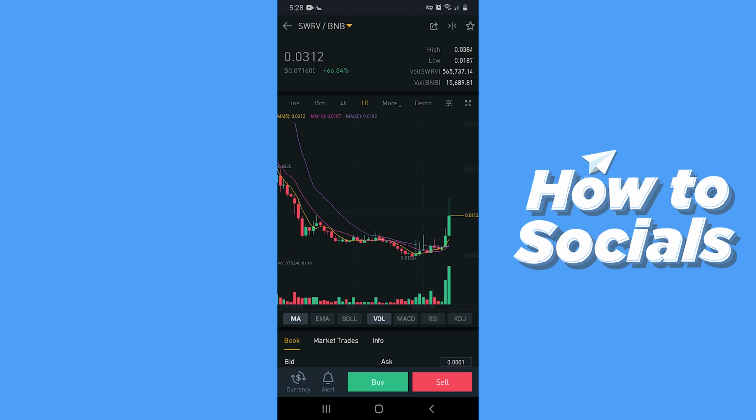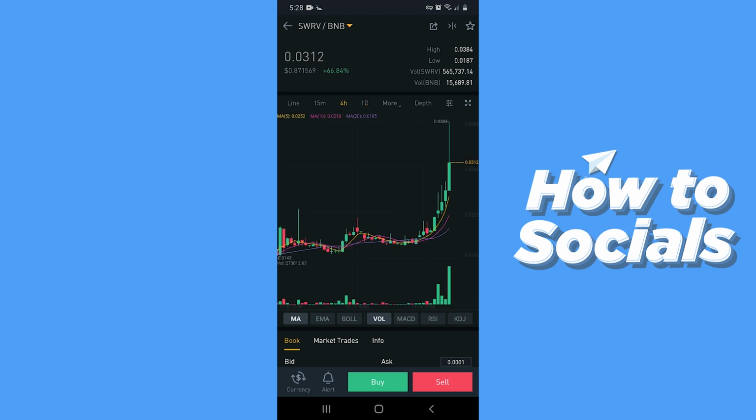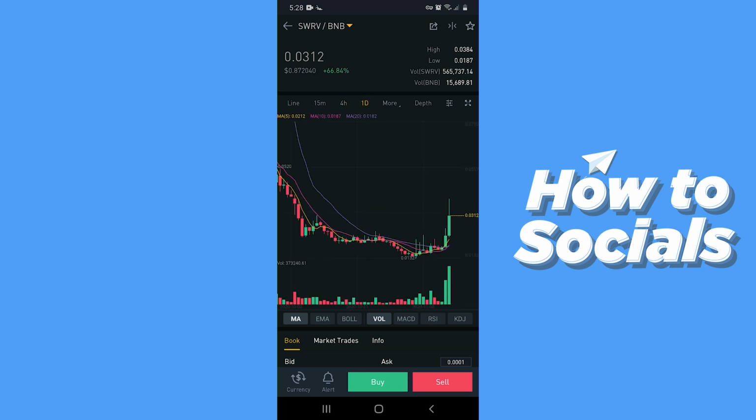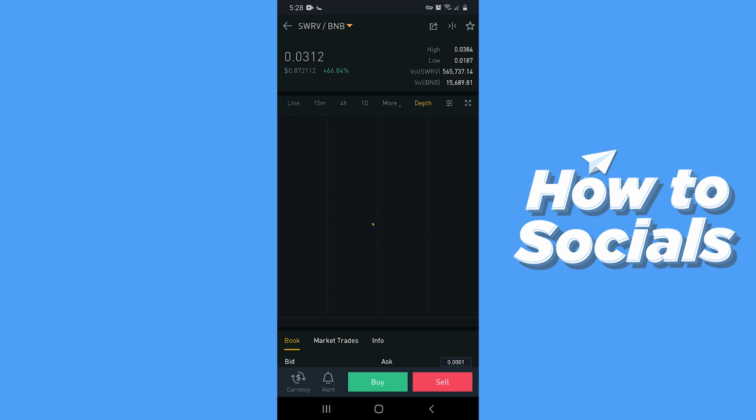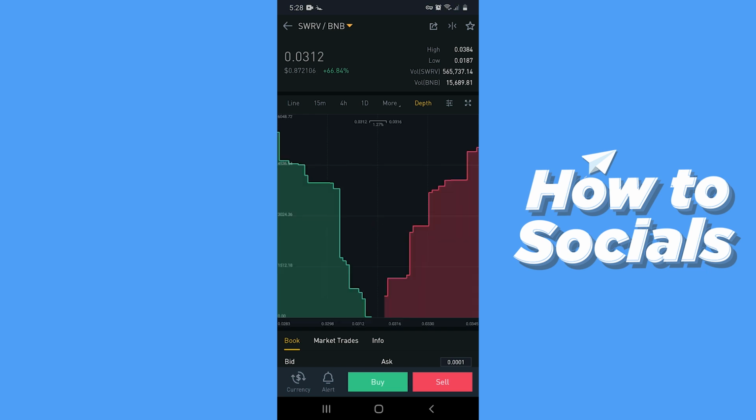You can see the graph according to different time frames. On the graph, the green means the selling price and the red means the buying price. You can analyze the market according to your preferences, but you have to have basic knowledge of cryptocurrency trading. Now to start trading, tap on buy or sell at the bottom of the screen.